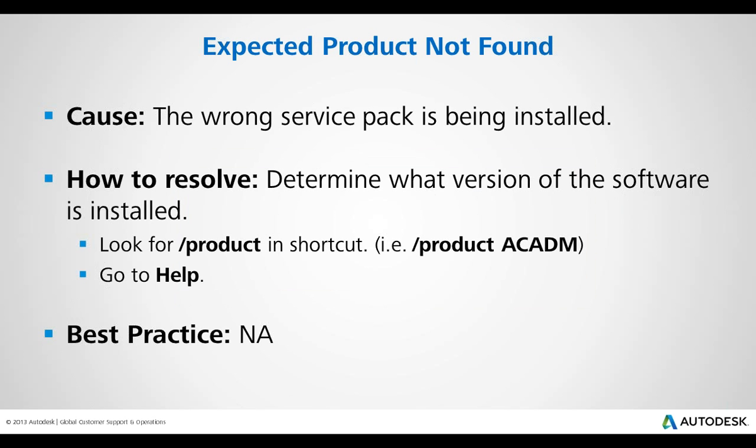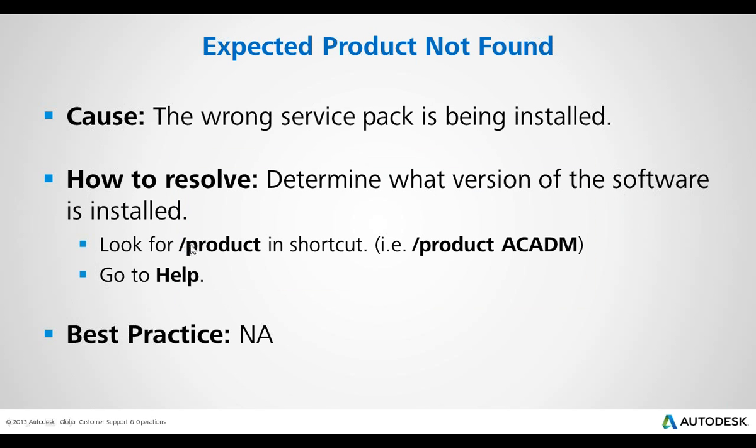You launch the software from your suite, it says AutoCAD up there and everything, so you're expecting, oh, I'm going to go download the AutoCAD service pack. Well, it might not actually be AutoCAD. A couple of ways you can check just to make sure what version of the software is installed. If you go to the shortcut where you launch the software, so either on the Start menu or the desktop shortcut, right-click on it, select Properties, and look in the target for it.